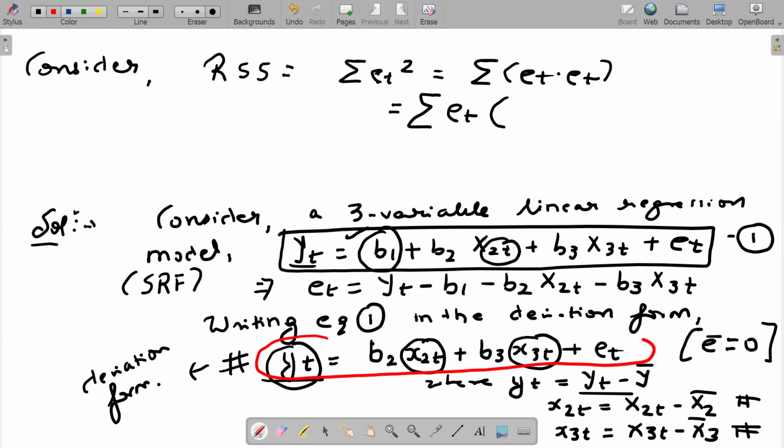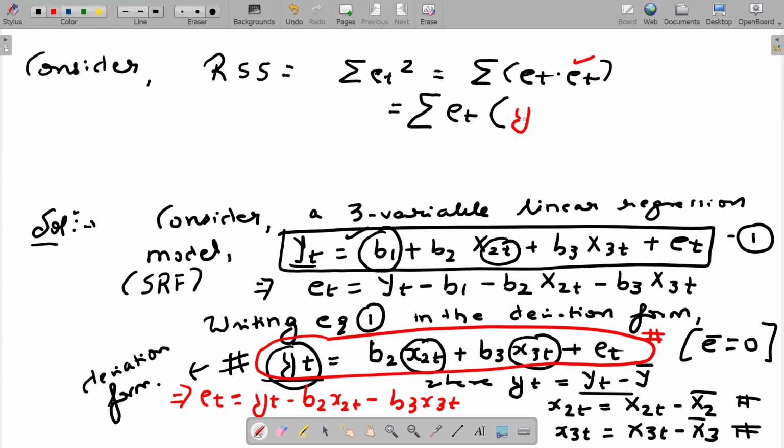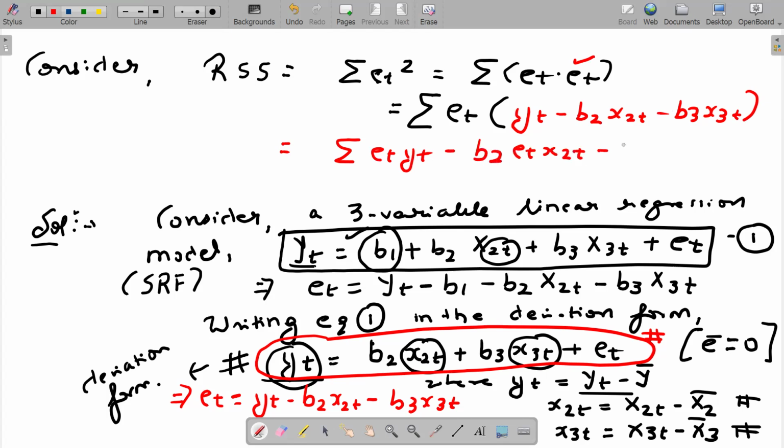From this equation, guys, what is et? Et is small yt minus small b2 x2t minus small b3 x3t, right? When I solve this equation for et, this is what I get, and I plug it here. So this et I am plugging in as small yt minus small b2 x2t minus small b3 x3t. Now if I open up the brackets, I get summation et yt minus b2 et x2t minus b3 et x3t.